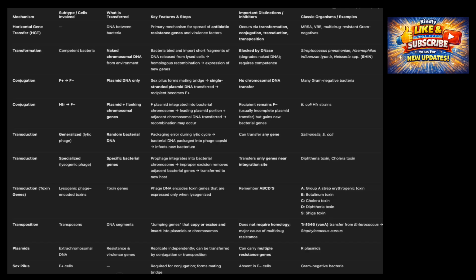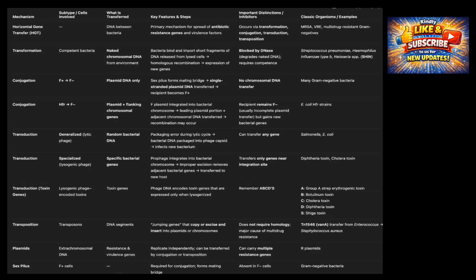Transformation is the uptake of naked DNA, meaning free DNA floating in the environment. This DNA comes from bacteria that have lysed, which means their cell wall broke and they died, releasing their contents. Only competent bacteria can perform transformation. Competent means the bacterium has special surface proteins that allow it to bind and pull DNA into the cell.